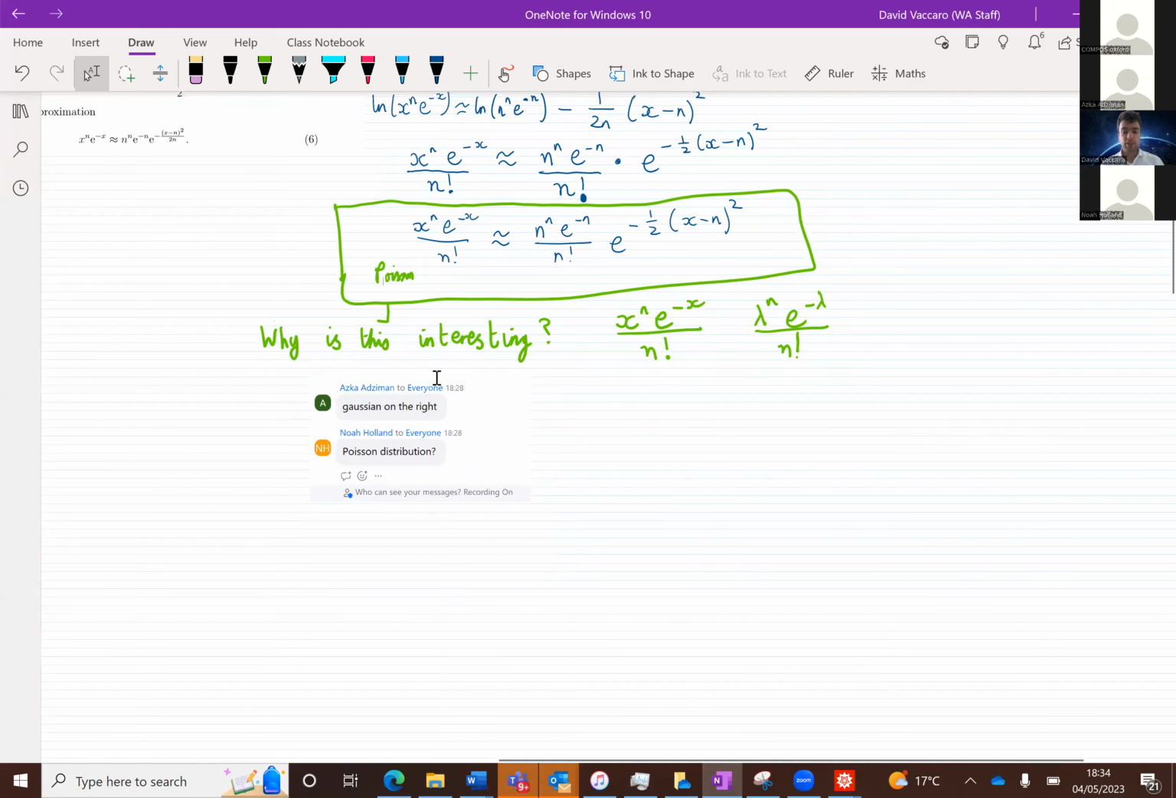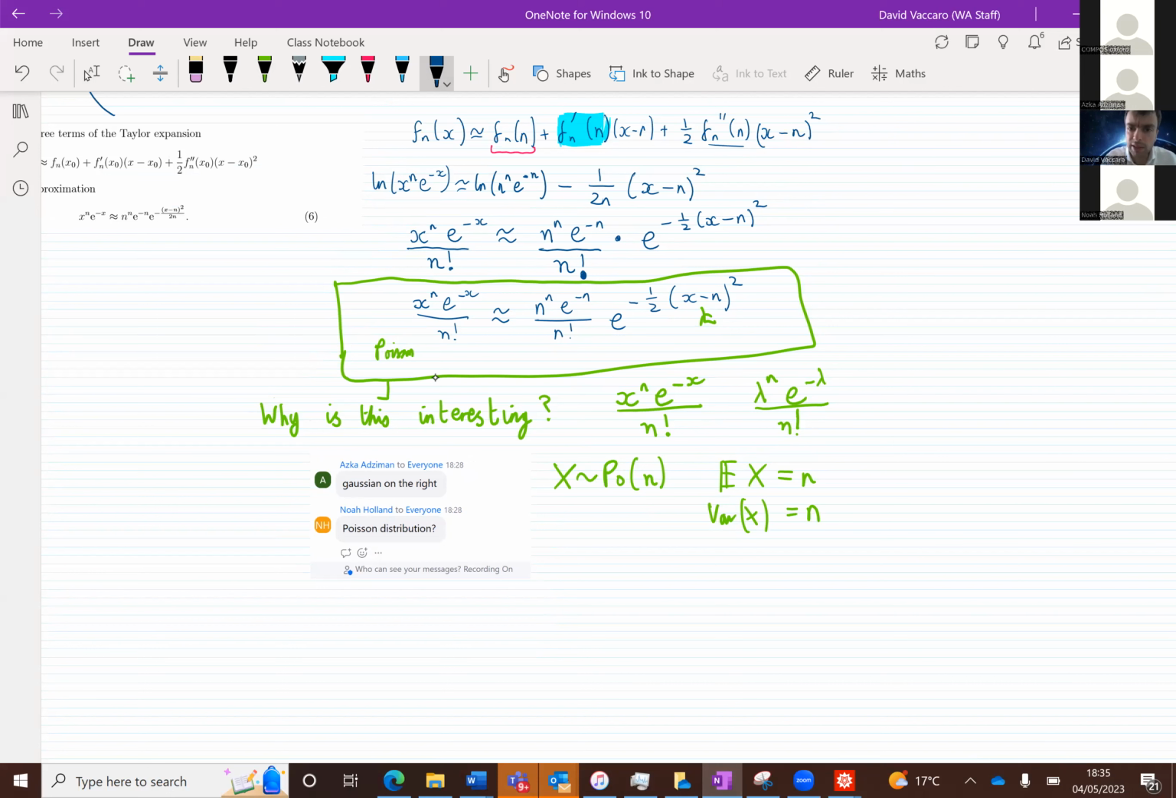It should be noted that if x is Poisson with parameter n, then the expectation of x is n. So that's why this Gaussian has got a maximum at n, and the variance of x is also equal to n, and that's just alerted me to something, that I've lost this n here. So this n here is because the mean is n, and this n here is because the variance is n.